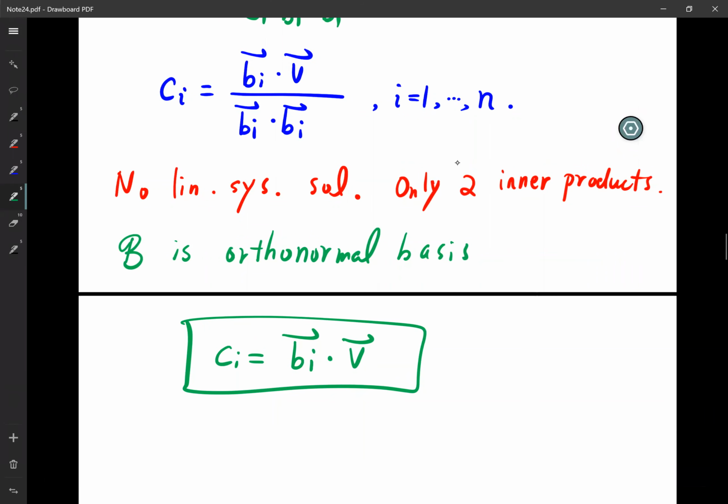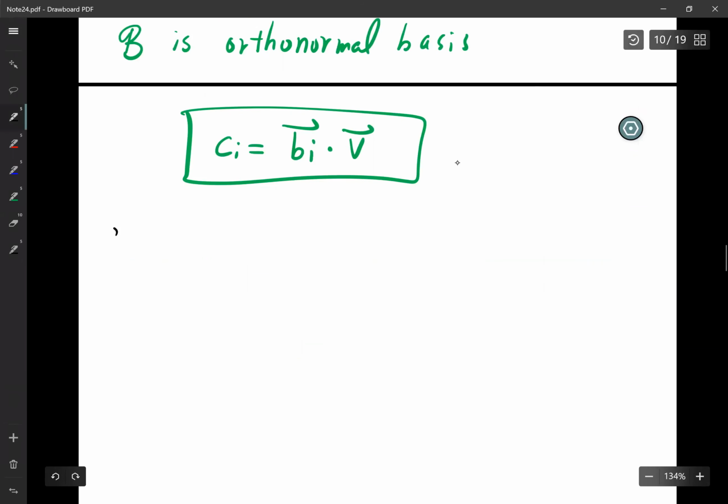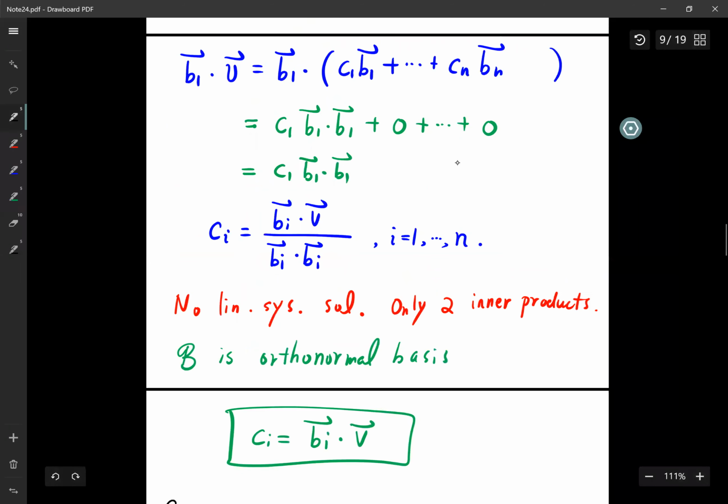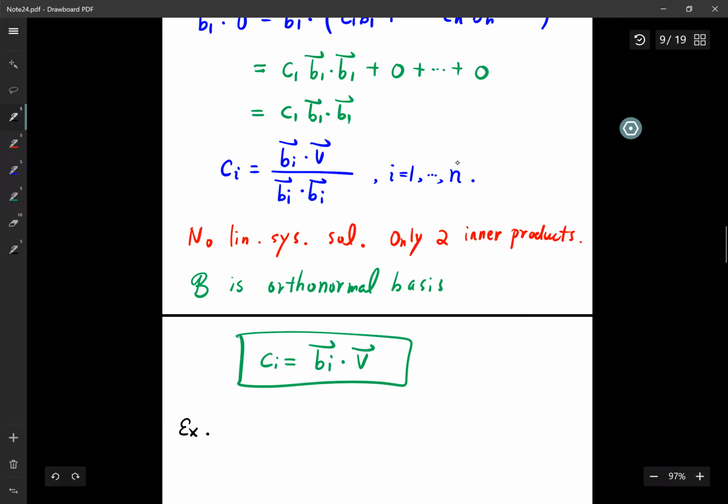Let's look at the example. Professor, could you go back up a little bit, just so that... Yeah. Okay, example. Thank you.